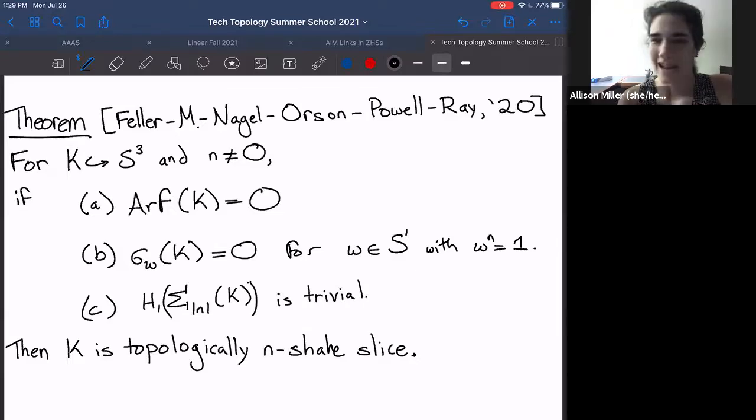You can really, for any given knot that you care about and any n, compute these things. And you can just sort of say, okay, check, check, check, these all vanish. I'll give a nice corollary in a second that shows you how flexible this can be. Then my knot has to be topologically n-shaked slice.